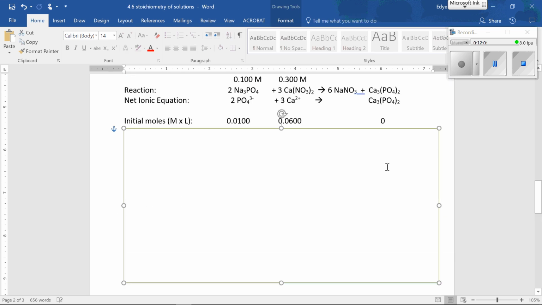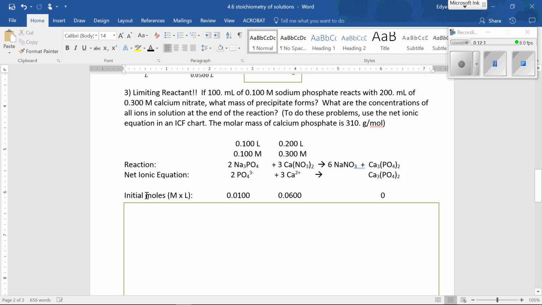Remember, in the ICF, we put our initial moles in the first row. And to get moles, molarity times liters gives you moles. So that's 0.0100. When you multiply these together, that's 0.0100, just keeping sig figs here. And 0.2 times 0.3 is 0.06. I'm multiplying these together to get my moles.